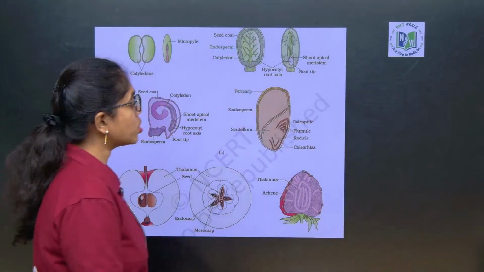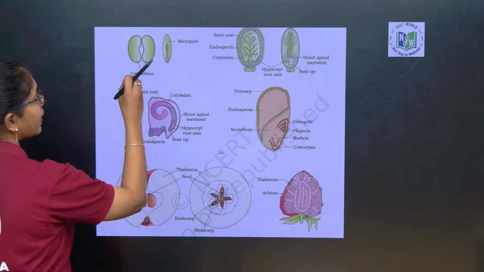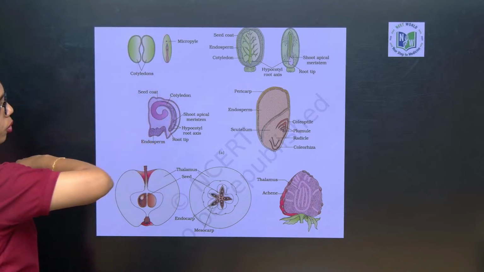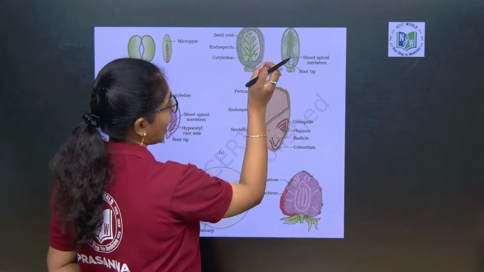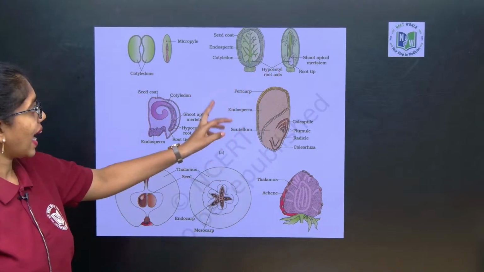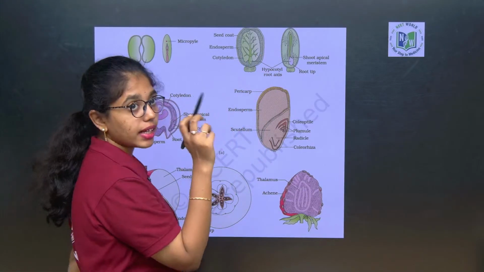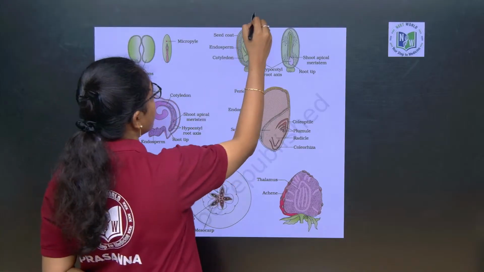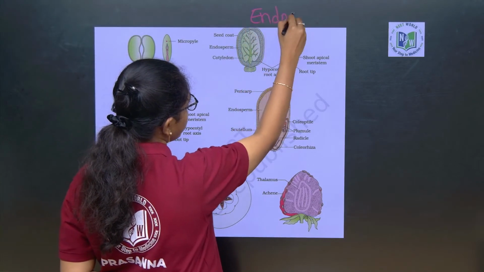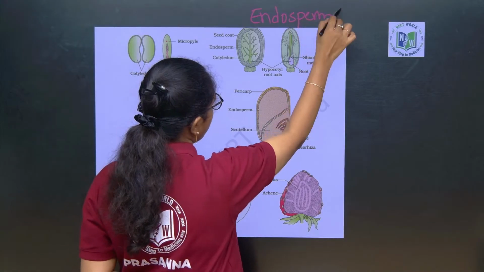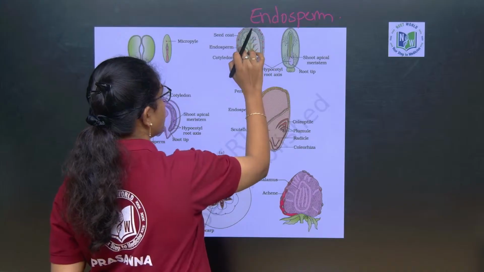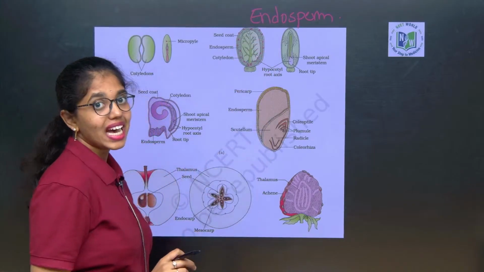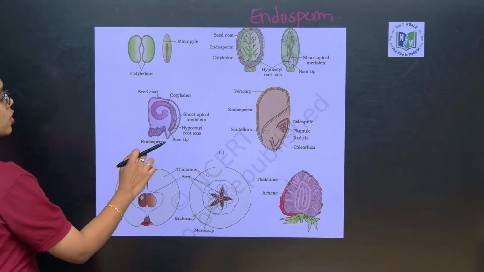And next, you see the 2 cotyledons and this is the micropylar end, fine, and here you can see a castor seed. Castor seed is a dicot seed where you can see endosperm, okay. Endosperm you can find in the castor seed. See here you can see the endosperm, from where you will get the castor oil.